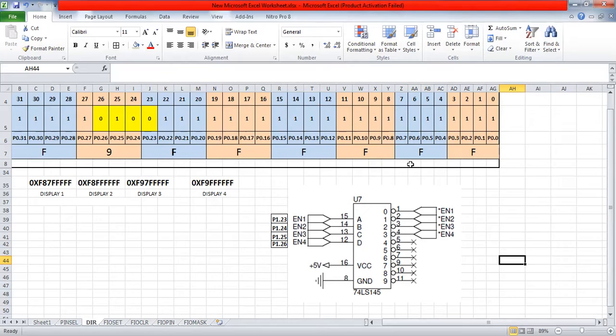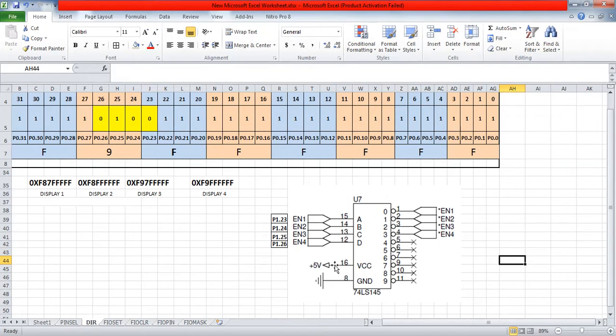Now let us look into the values that are supposed to be written via the FIO pin register to select a particular display among the 4. Since we are using a BCD to decimal decoder and the output of the decoder is active low, if you give 0, 0, 0, 0 as an input, then the 0th line of the output will be activated. That means the output across the 0th line becomes 0, whereas the rest of the output lines become 1. Look at the outputs Enable 1, 2, 3, 4, which are connected to the 0th line, first line, second line and third line of the output of the decoder.